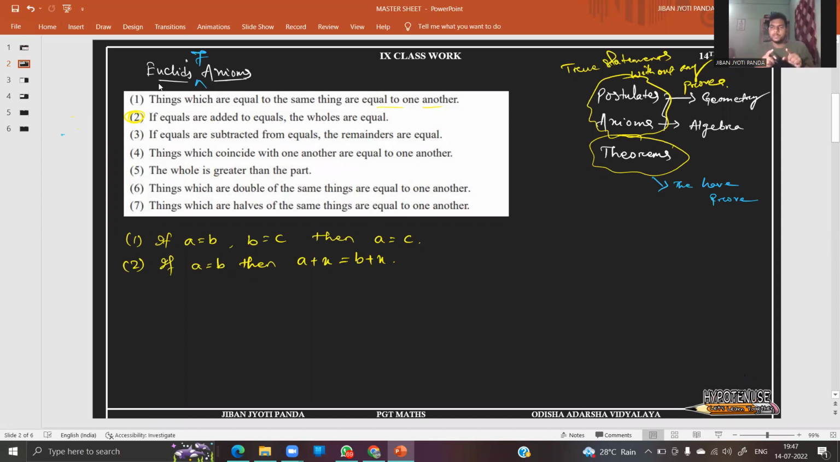A is equal to B. If we are adding something with A and the same thing with B, both are equal, so A plus X is equal to B plus X. That's all. So this is the second one.